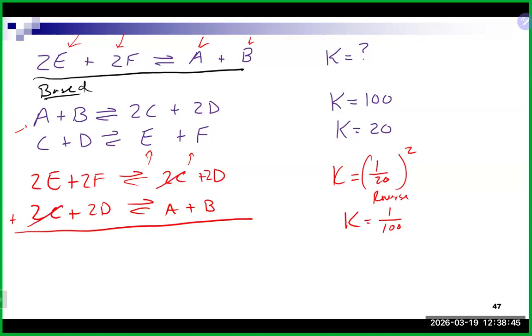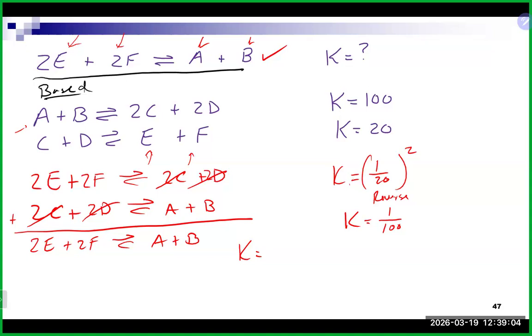The two C's will cancel, the two D's will cancel. Everybody on the left-hand side will stay there. So that's 2E plus 2F goes to A plus B, which is the equation that we are looking for. So now in this case, we're looking for the K value.